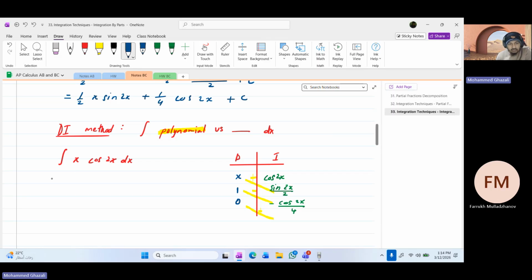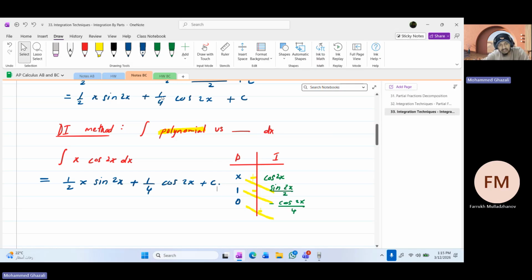So what's our total rule here? You're just going to show this method. And your answer is x times sine 2x over 2. You're going to multiply those two with a plus. So half x sine 2x. And remember, minus and minus makes a plus, and you're multiplying by 1. So plus quarter cos 2x plus c. Does that make sense? You understood that? We got the same answer there.